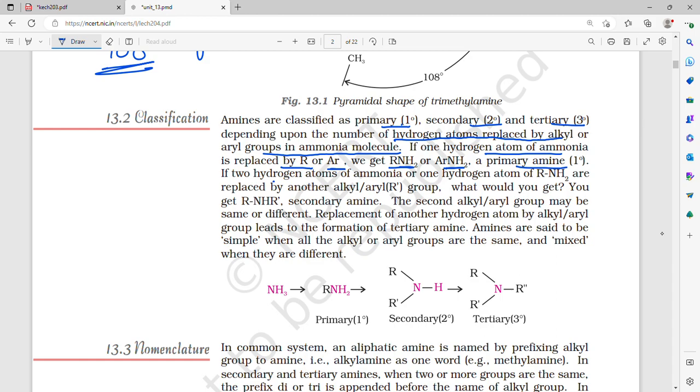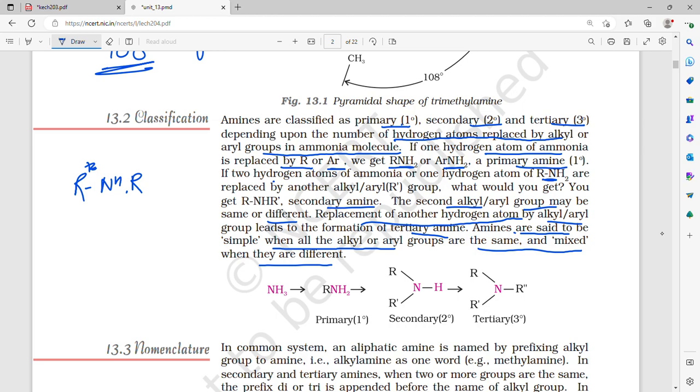If two hydrogen atoms are replaced, what would you get? RNHR or R2NH, a secondary amine. The second alkyl or aryl group may be the same or different. Replacement of another hydrogen atom by an alkyl or aryl group leads to the formation of a tertiary amine. Amines are said to be simple when all the alkyl or aryl groups are the same and mixed when they are different.